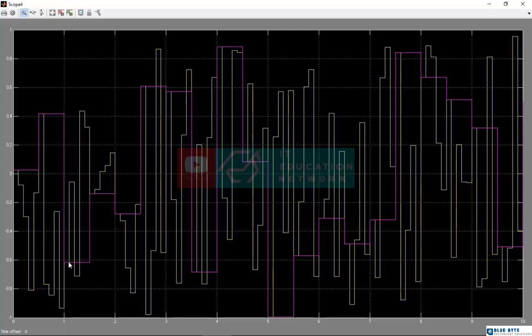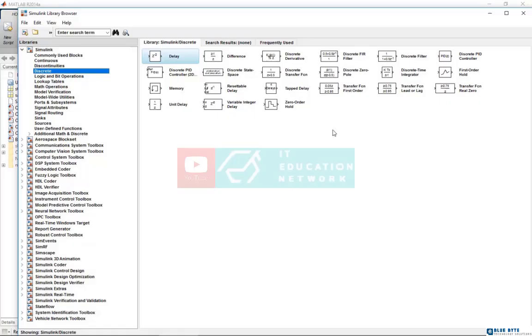Now I think you're acquainted with applications of discrete blocks. There are other blocks too. Here we have discrete state space. I will explain it a bit later. Also, here we have transfer function lead or lag. Now, let me show you the application of the state space block in an example.